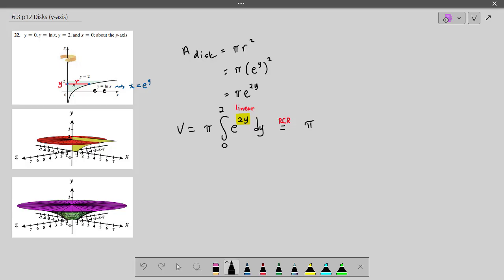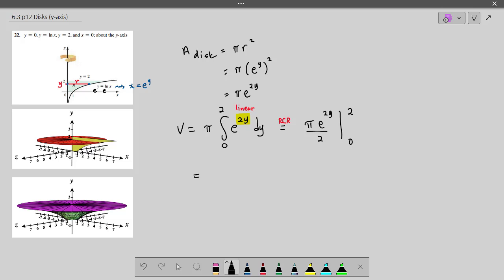The integral of an exponential is itself. The derivative of the exponent is 2. Do we divide or multiply by that derivative? Divide, because it's reverse chain rule. And then the integral limits are 0 and 2.